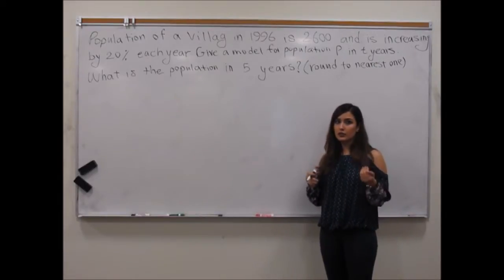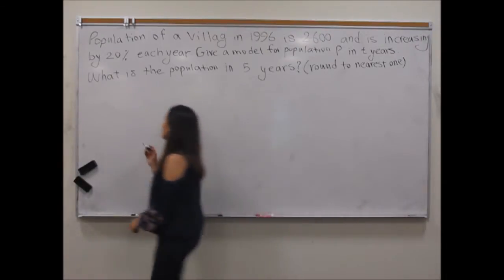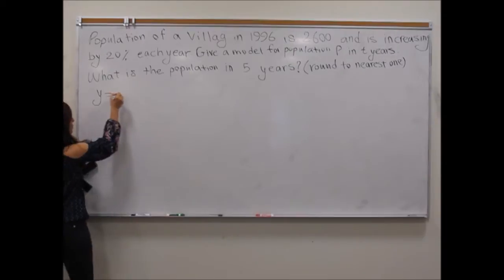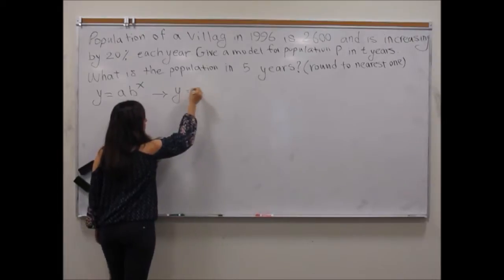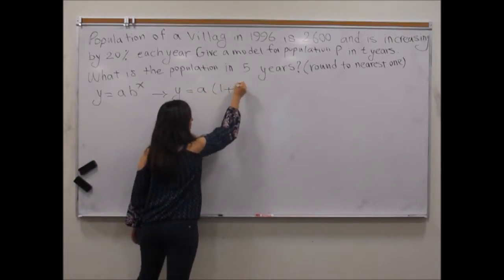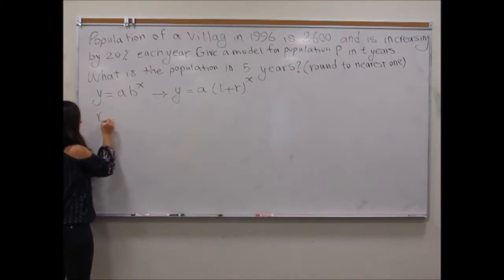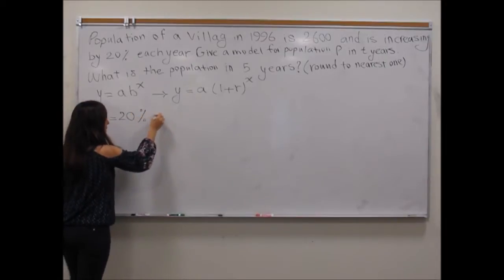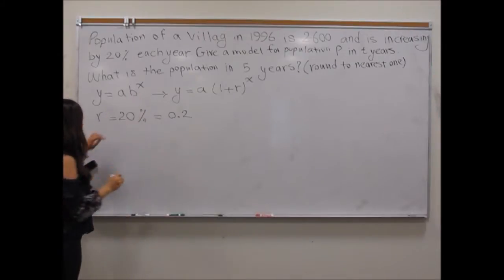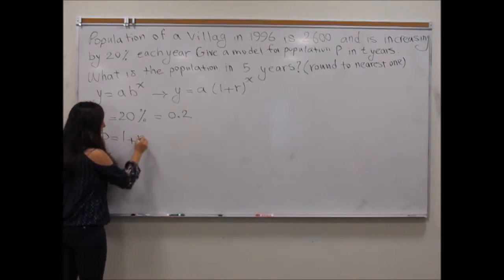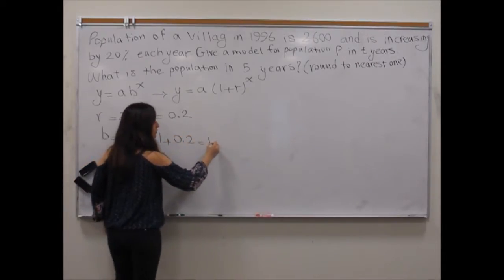They gave me the percent increase. I just have to add the percentage to the 1 for my growth factor. So in this model, y equals a times b to the x, instead of growth factor, I'm going to use 1 plus r to the x, and plus because it's increased. So my r was 20%, which means 0.2, and then my growth factor b, which is 1 plus r, is 1 plus 0.2, so it's 1.2.